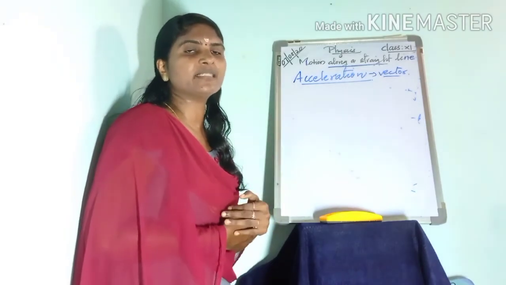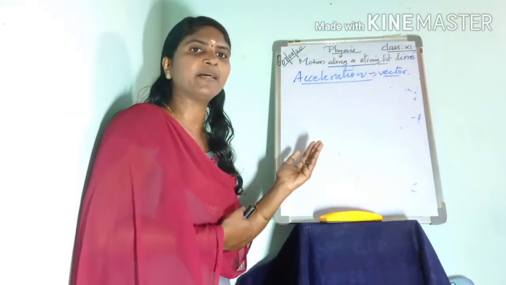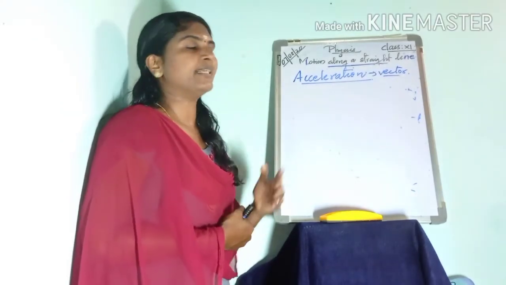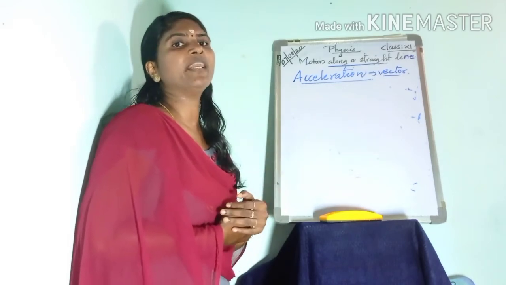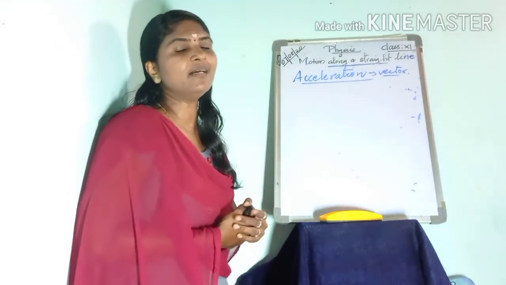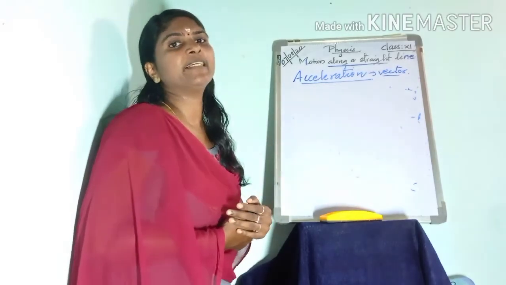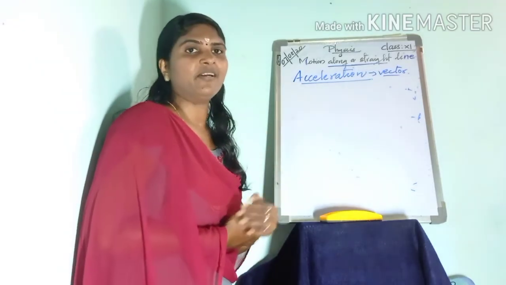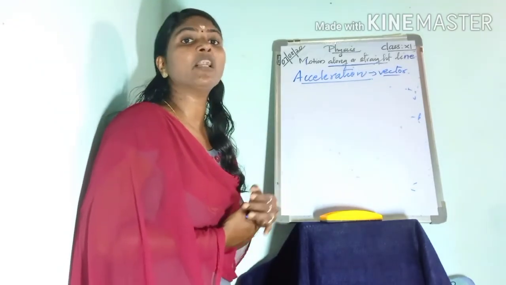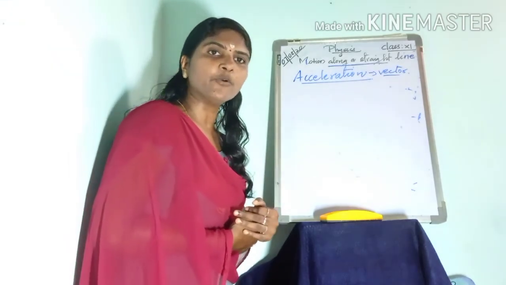Speed equals distance divided by time. What is the unit of speed? It is meter per second. Next, velocity. What is velocity? Speed of an object moving in a particular direction is called the velocity. Velocity is equal to displacement divided by time. Next, what is acceleration? This is the change in velocity per unit time.